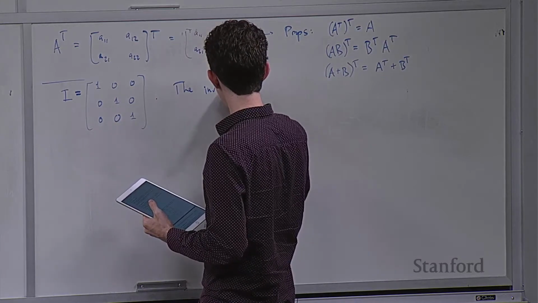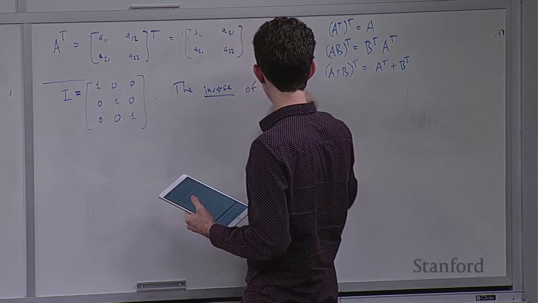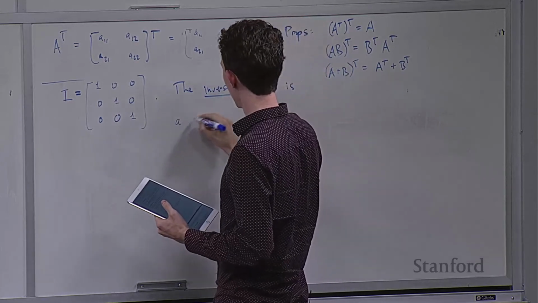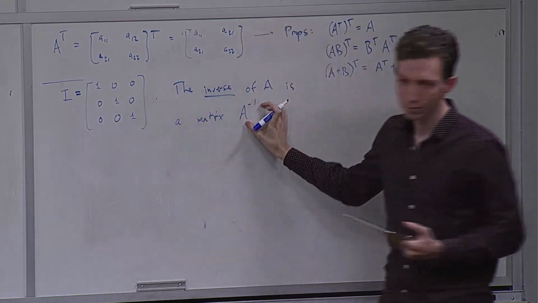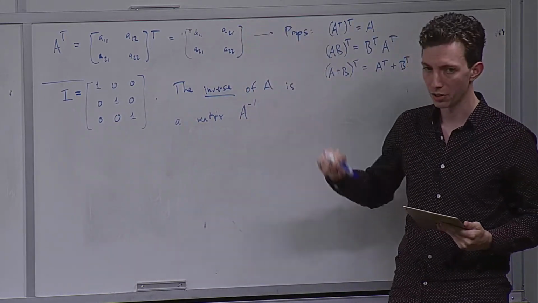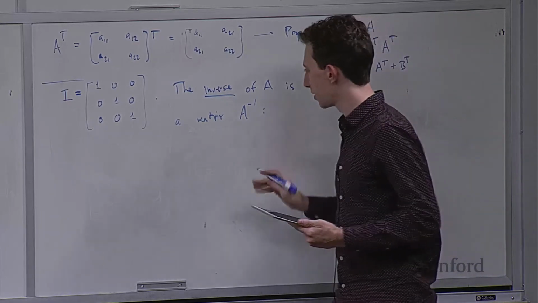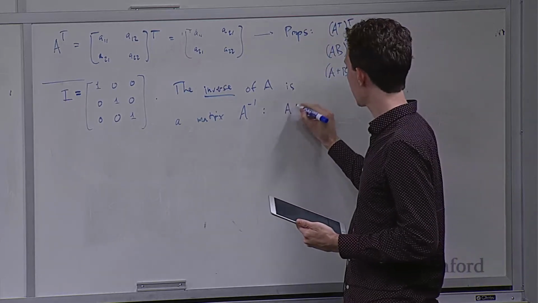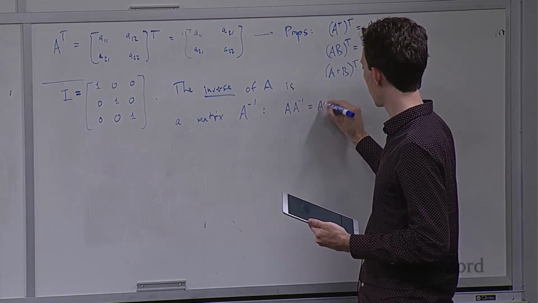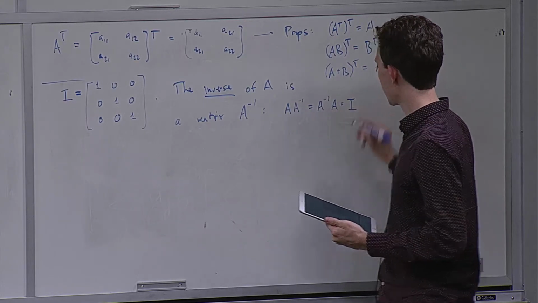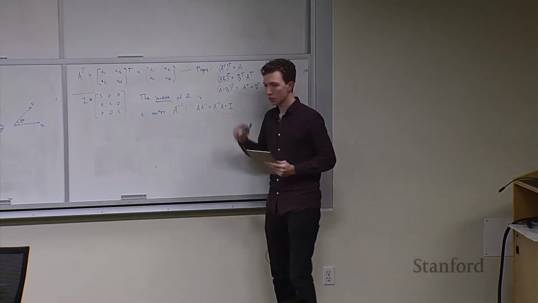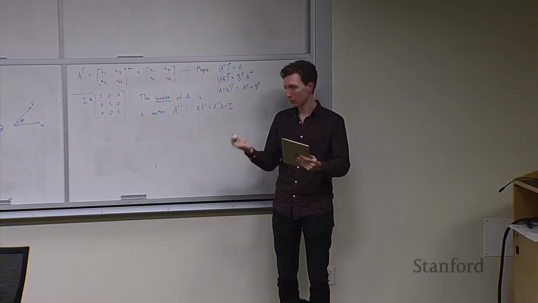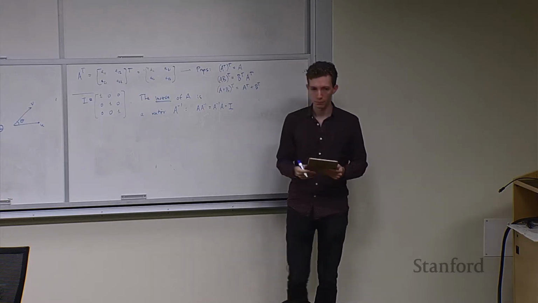The inverse of A is a matrix A to the negative 1. We just say A inverse. And it's a matrix that has this property, that A times A inverse is the same thing as A inverse times A, and that's the identity. If you want to think about this in analogy to numbers, the inverse is kind of like the reciprocal of a number. You multiply it with the initial number and you just get 1, the identity. Okay.